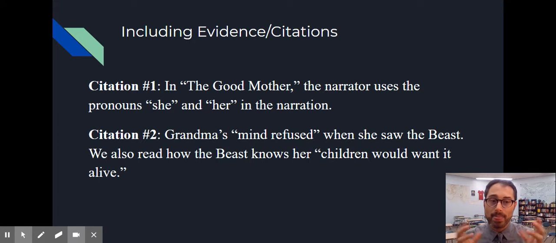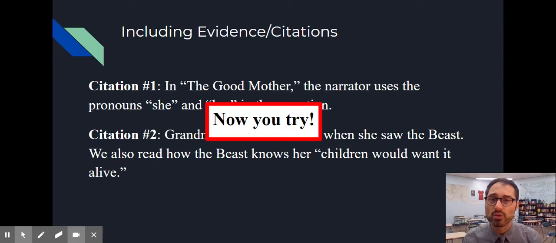Now I have to cement them. The next step here to cement is saying why they're good examples. But before we do that together, you need to go try and take your two examples and write two citations. Go ahead and then rejoin.